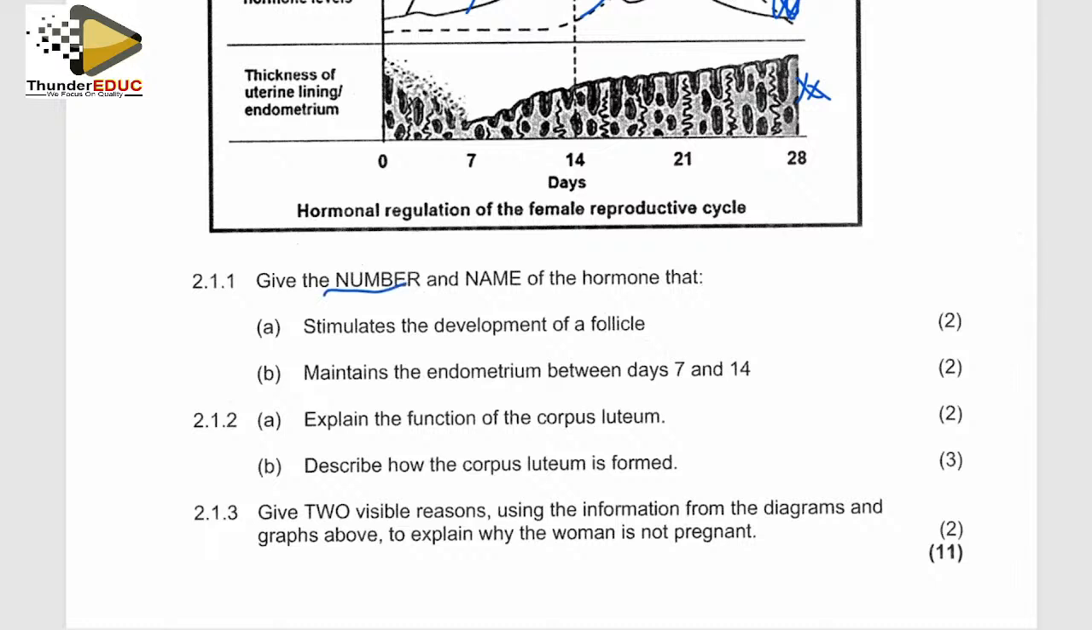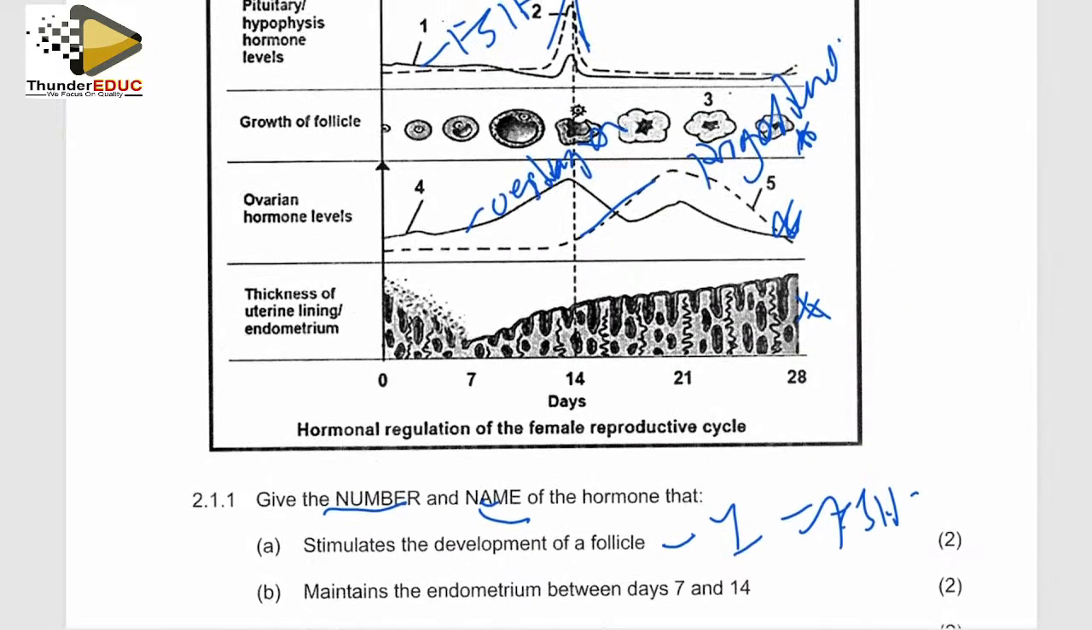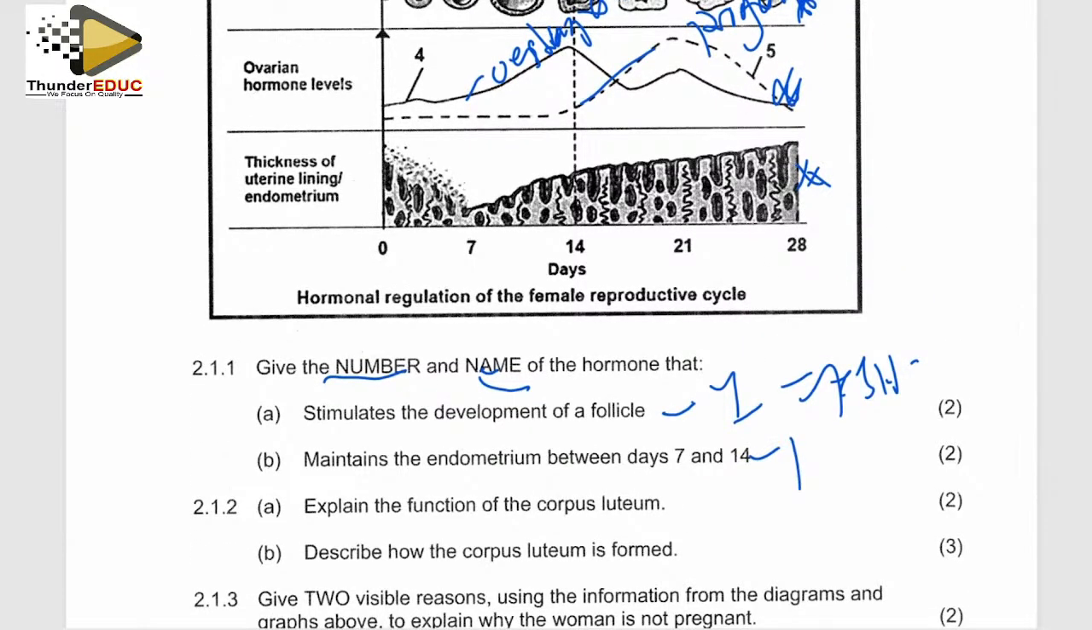Give the number and the name of the hormone that stimulates the development of the follicle. So it is number 1. Why? Follicle stimulating hormone, therefore it is FSH. They are saying the hormone that maintains the endometrium between 7 and 14 days. So it is estrogen. Remember we said that it prepares the uterus for implantation by making the uterus thick, vesicular, and granular. Therefore the answer is 4, and it is estrogen.